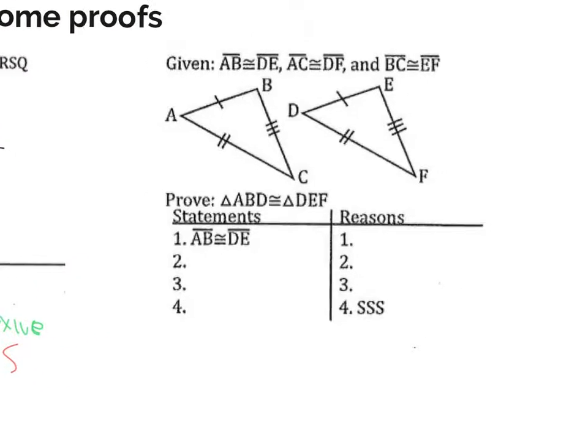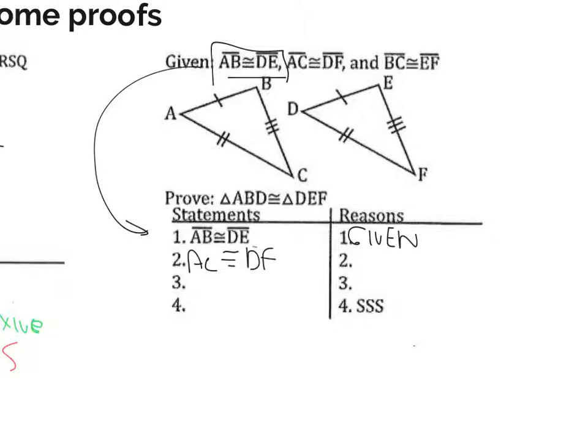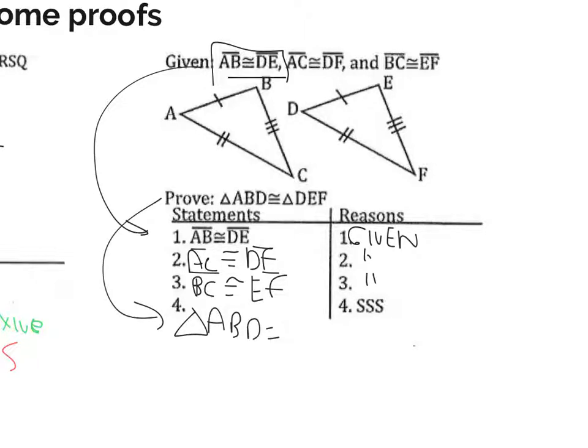So let's take a look here. This one, pretty straightforward. AB congruent to DE is my first statement, and that's given. Now I'm going to say AC congruent to DF. That's also given. BC congruent to EF. That's also given. This one's a gift. I mean, really. Prove triangle ABC congruent to triangle DEF. By all the given information, yeah, they're congruent.